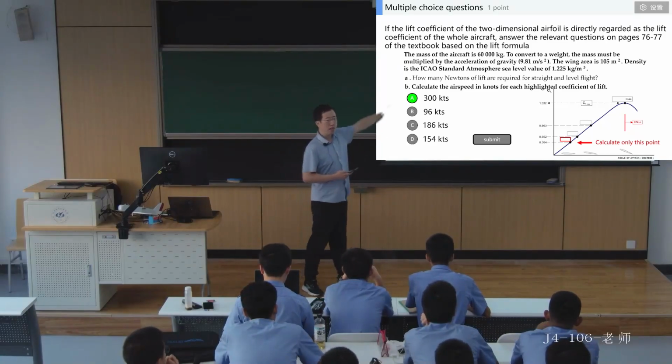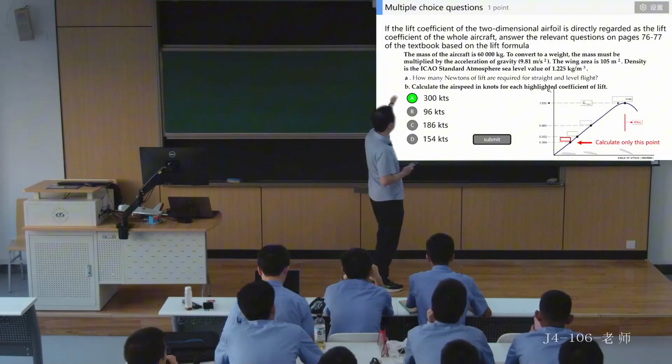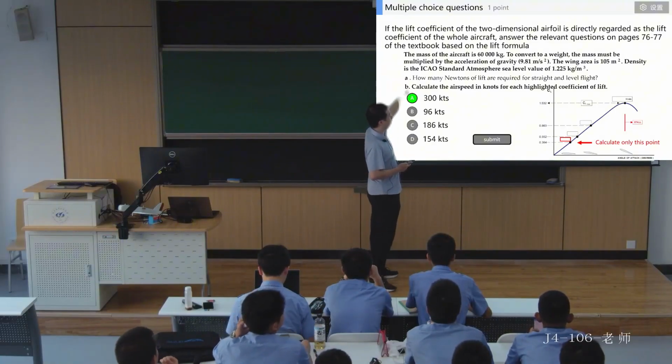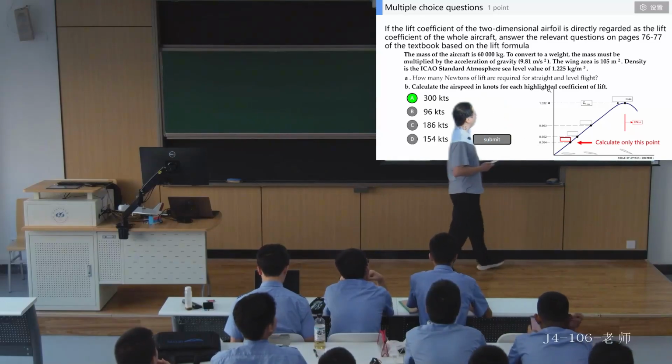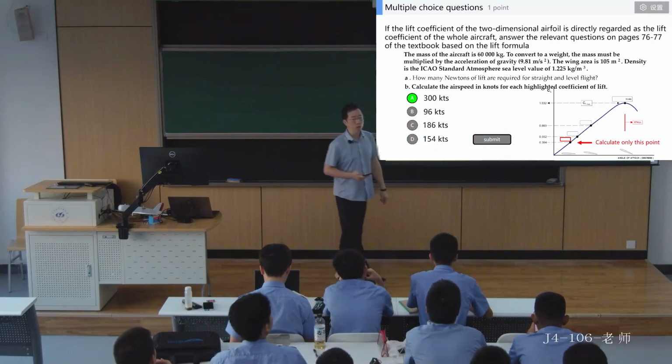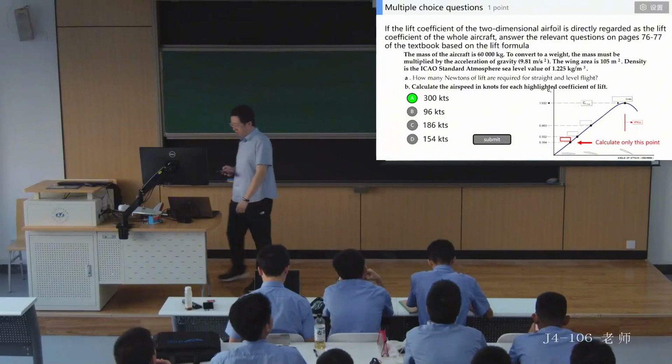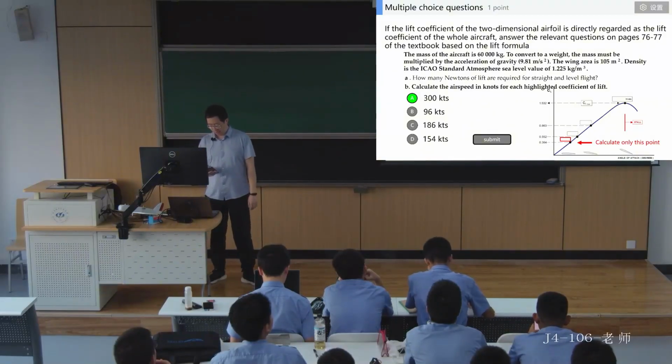We all should know this, so we won't go into detail. The second question is for everyone to calculate the airspeed in knots when the lift coefficient of the airplane at this point is 0.384. What airspeed is needed to maintain level flight? I'll give you 2 to 3 minutes.